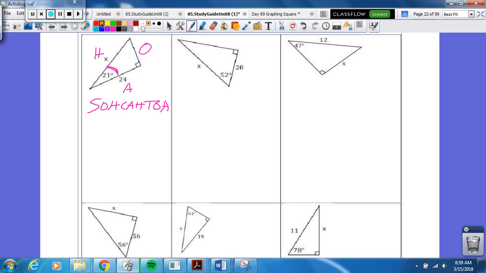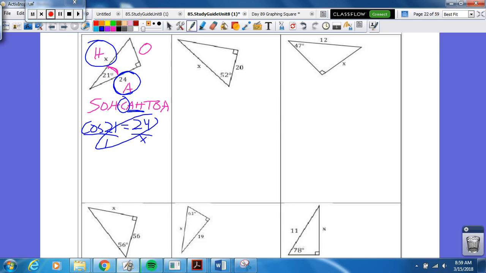So I labeled it. I set it up. You knock it down. Ready, set, go. Pause. All right, let's see where we're at. So we have the adjacent and we have the hypotenuse. So that would be cosine. So the cosine of 21 equals adjacent 24 over hypotenuse, which is x.